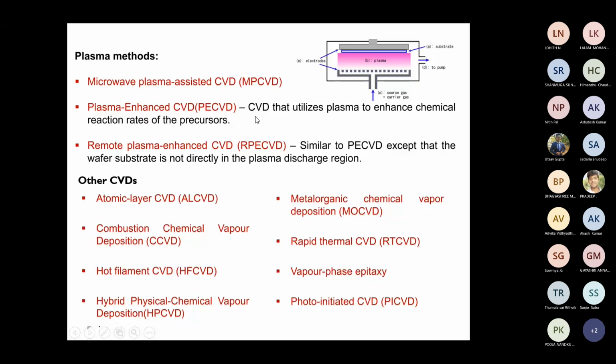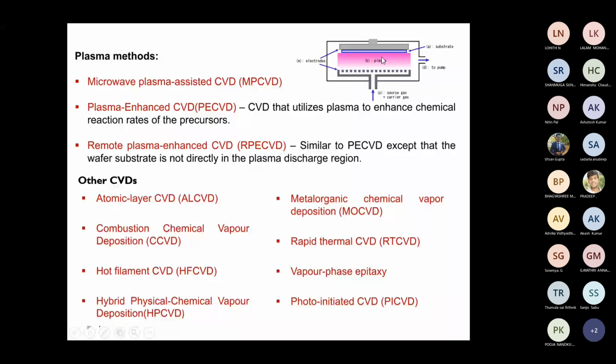In plasma enhanced CVD, there is a lot of use in metallurgical applications, and it's very easy to get the temperature. If you want a hard coating, plasma enhanced CVD is one of the efficient techniques. Remote plasma enhanced CVD is similar to PECVD, except that the wafer substrate is not directly in the plasma region. So what will happen in plasma?